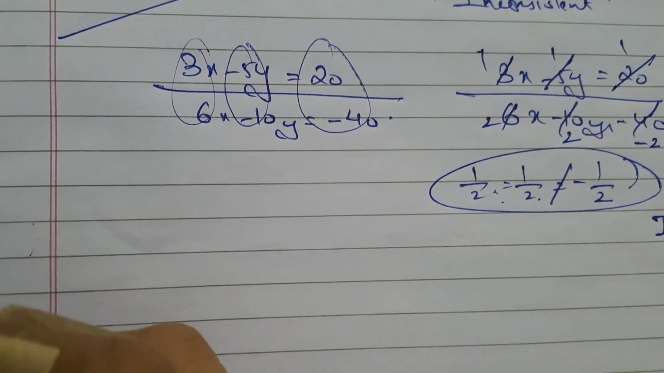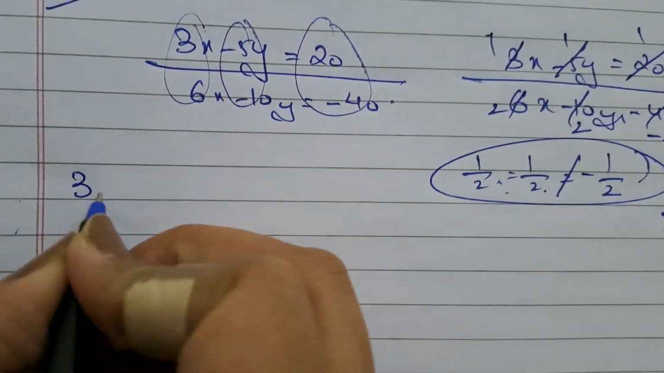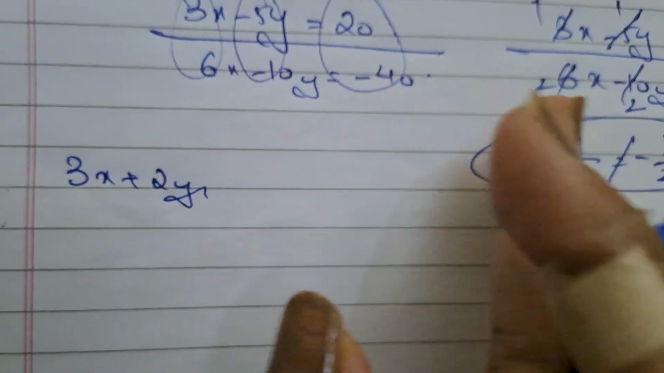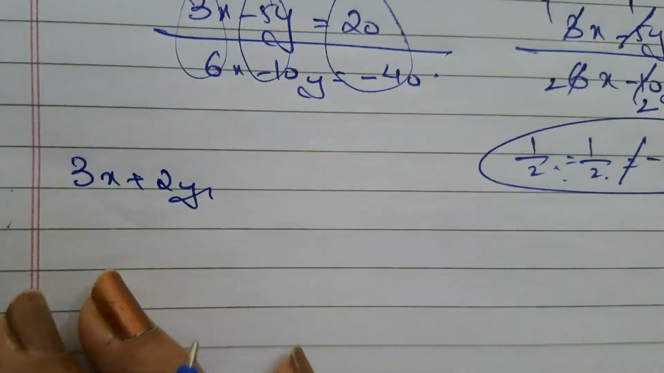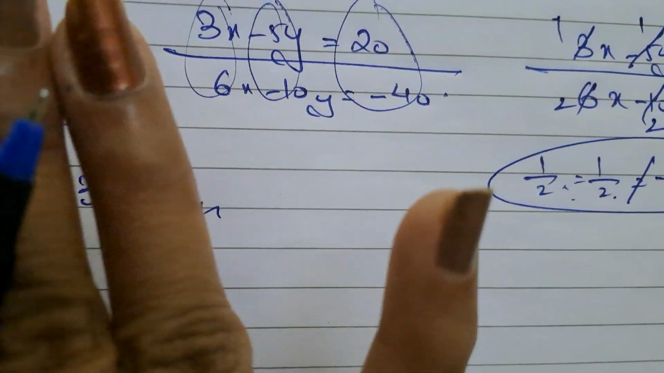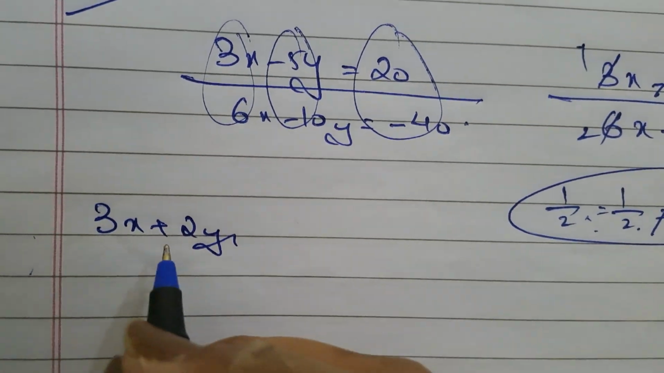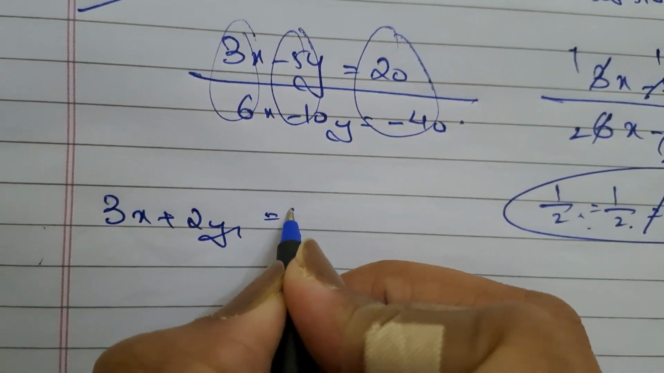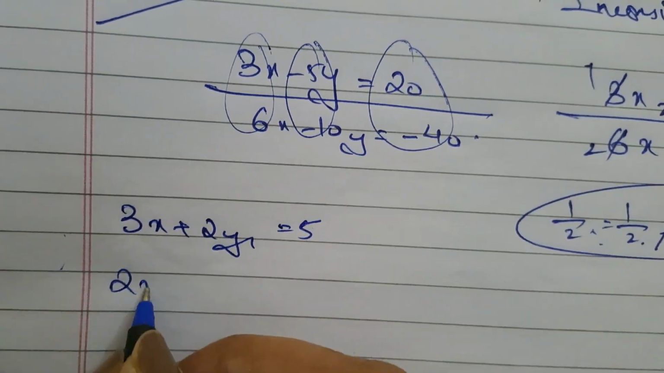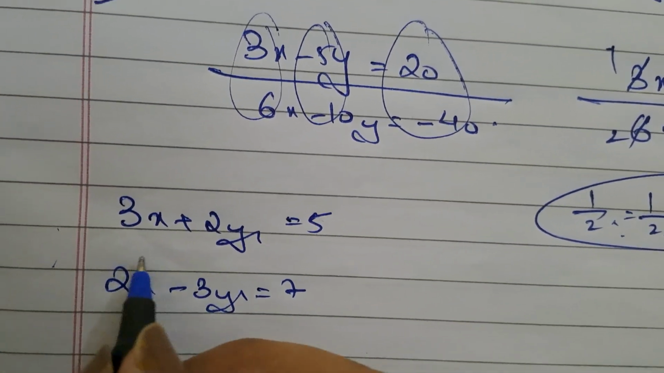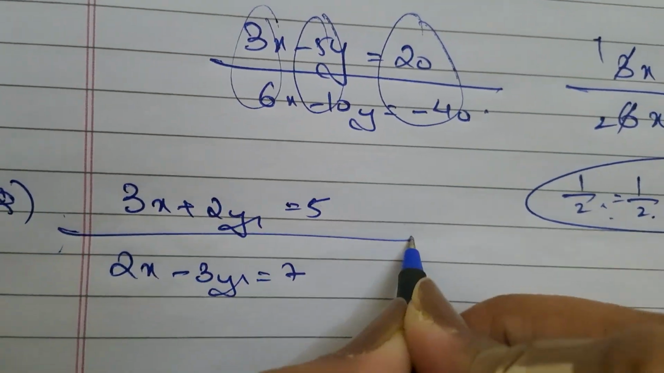Another question that is given to me is 3x plus 2y. The question is: find out whether the following pair of equations is consistent or inconsistent. I see the word consistent or inconsistent. The first thing that comes to my head is 3x plus 2y is equal to 5 is given to me, and the next one is 2x minus 3y is equal to 7. The first thing that comes to my head is that I need to divide them.